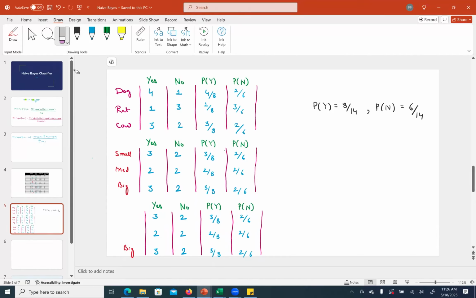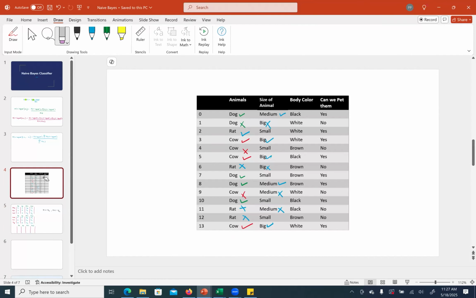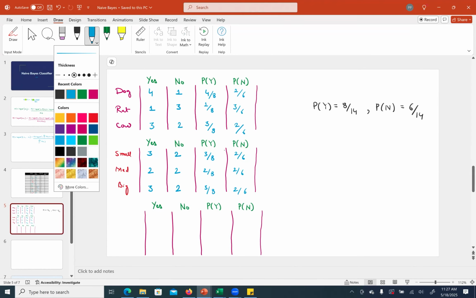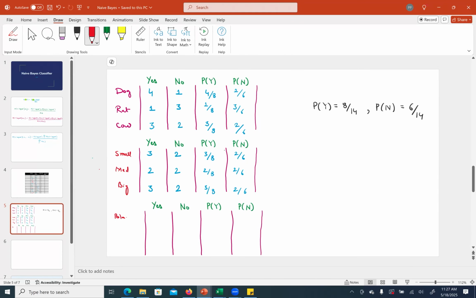So my third variable is the color. Let's have this table. I'm creating this table so that when we start imputing the values, it's very easy for us. The colors that we have are black, white, and brown. So three colors: black, white, and brown.